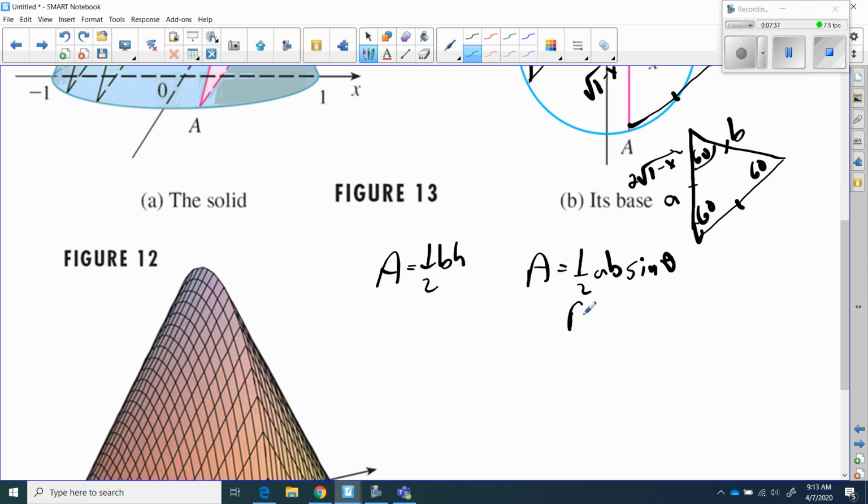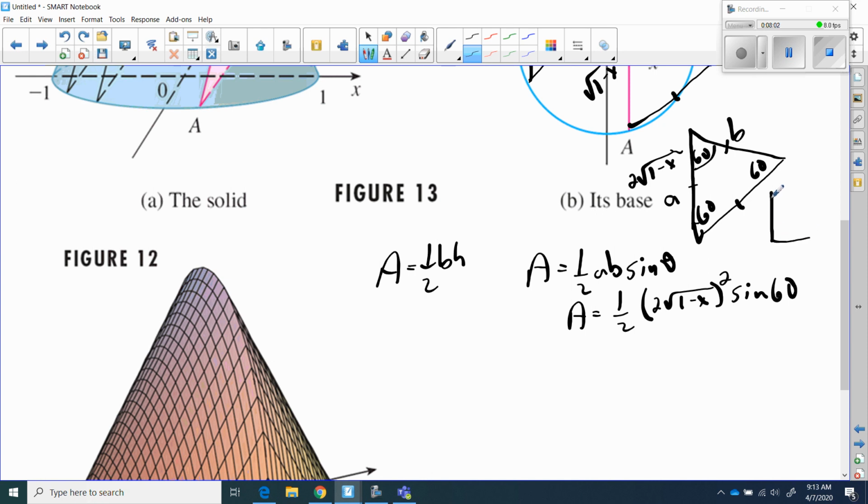So the area of this triangle is 1/2. Well, A and B are the same, so it's going to be 2 radical 1 minus x squared, that's AB, and then the sine of the angle between them, which is 60. Now imagine you're sitting at university next year and you didn't have a calculator. So, well, how am I going to get the sine of 60? Well, you got to remember this diagram.